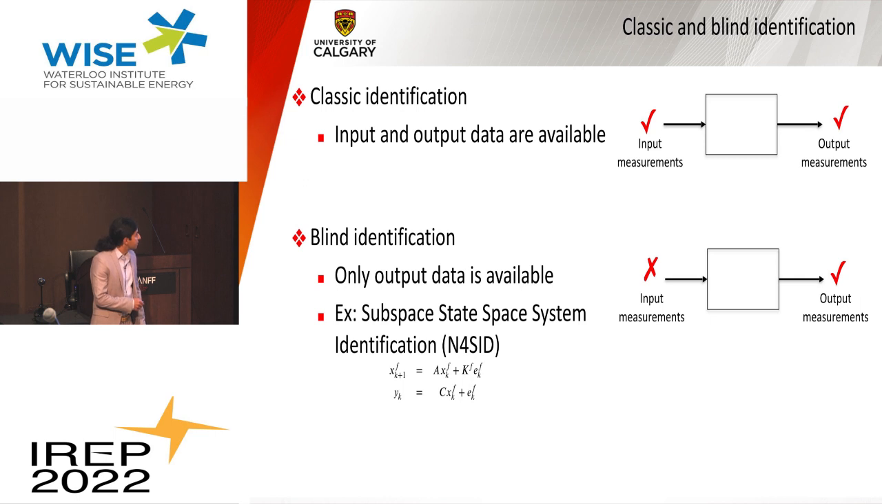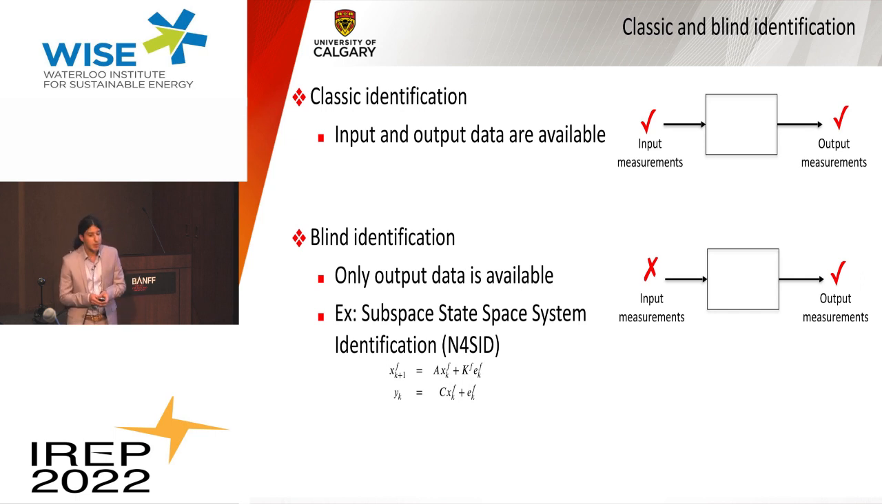My method is based on blind identification. In classic identification, we have the input data and we have the output data. We consider the system as a black box and extract the dynamics of the system based on the input and output data. But in blind identification, we just have the output data from the system. We extract the dynamics of the system only based on the output data. And in PMU, because of the PMU, we have the output data. And the method that I use is blind identification.